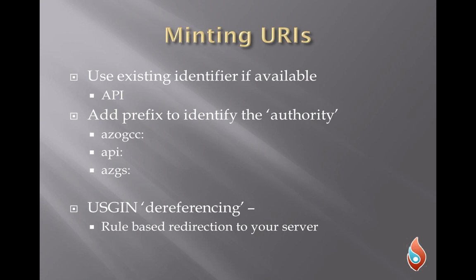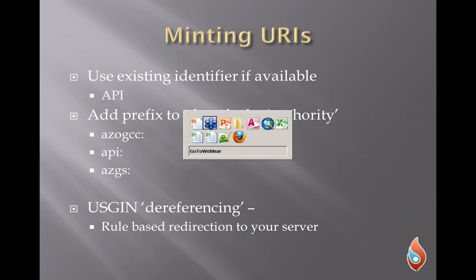So in order for these identifiers to be useful, there has to be some way to dereference them. That means to get something over the web, something on the internet that tells you what that identifier is supposed to represent. And we've set up a dereferencing service through the USGIN with the idea of being able to dereference identifiers within the system. And it's a rule-based redirection. I will, again, talk about that in a little bit more detail with an example.